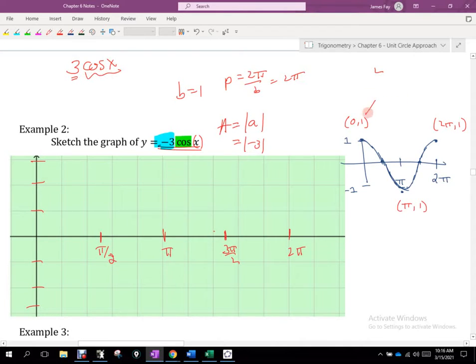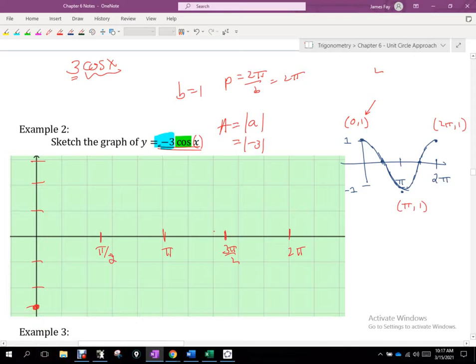So that point right there, 0, 1, is going to go to what? If it was just a 3 out in front, 0, 3. It's going to go right there. But now that 3 right here is negative. And when I multiply the entire function by a negative, what does that do to the y value? It makes it negative. So it went from 0, 1 to 0, 3, but now negative 3. Okay, so 0, negative 3 will be that point there, correct?